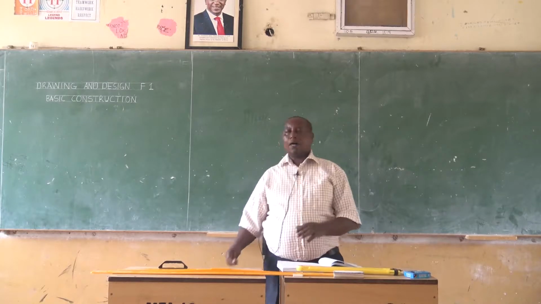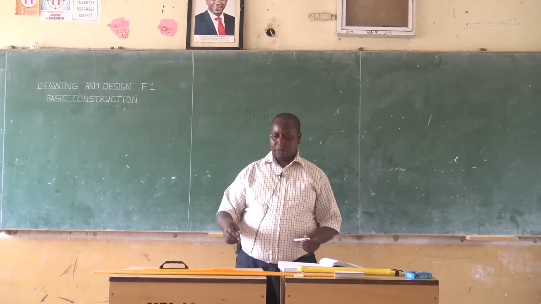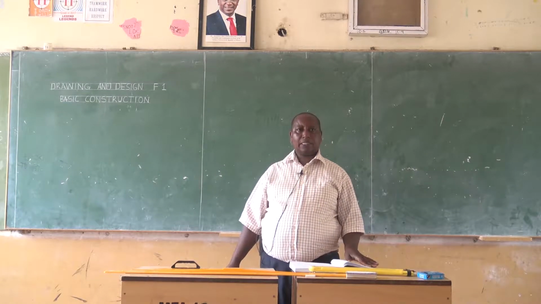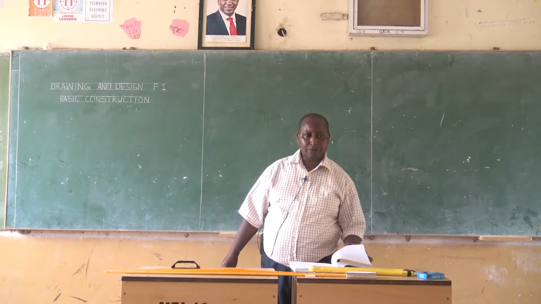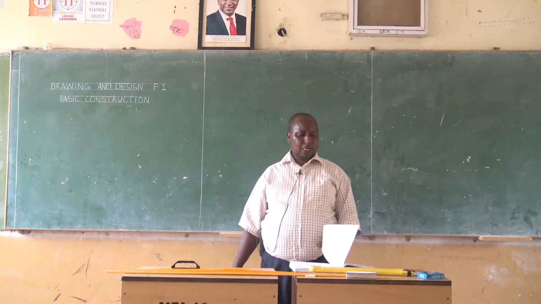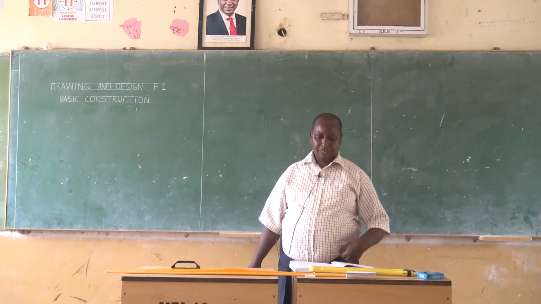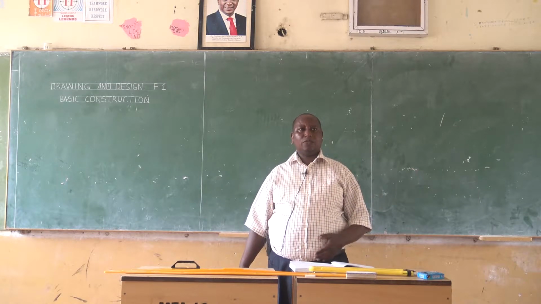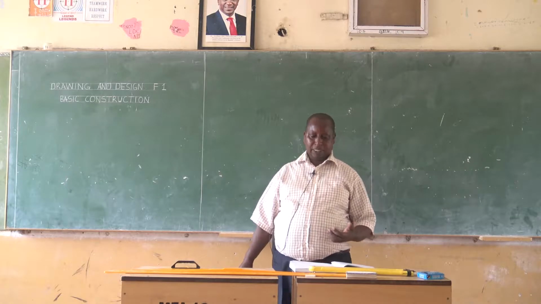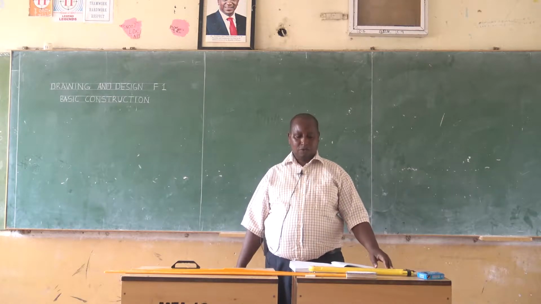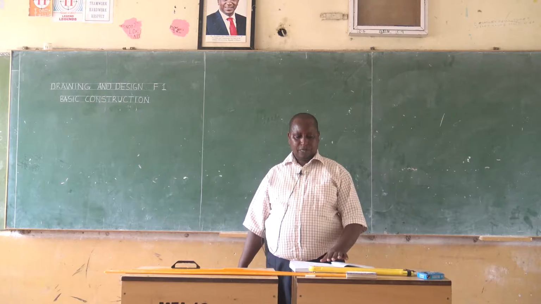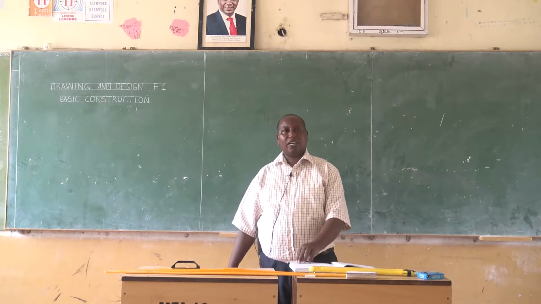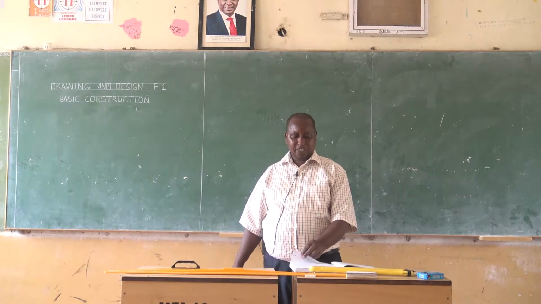Today we are learning basic construction. We expect that by the end of this lesson we should have learned how to divide a line into given parts, to divide a line into a given ratio of parts, to construct a triangle to a given ratio, and then to construct an isosceles triangle and an equilateral triangle given specific conditions.